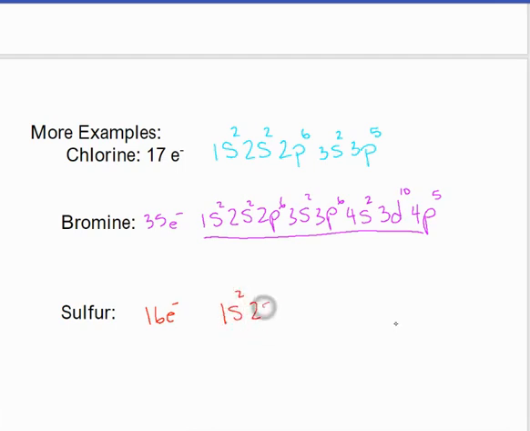1s2, 2s2, 2p6, there's 10, 3s2, there's 12. I have 4 more electrons, and they're going to go in the 3p orbital. Add up the number, and I get 10 plus 6 is 16. So this is the full electron configuration for sulfur.